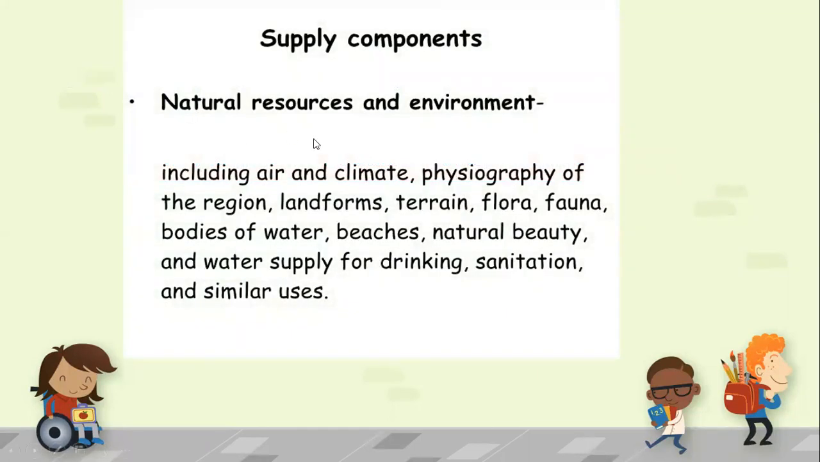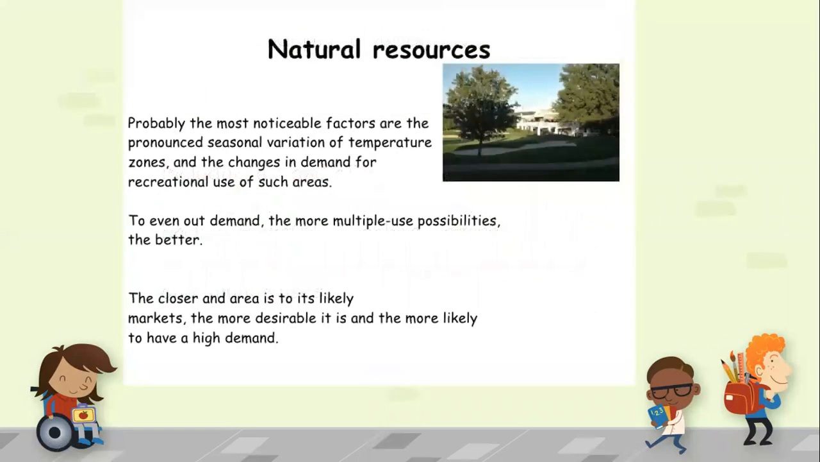Now, natural resources and environment includes air and climate, physiography of that particular region, landforms, flora, fauna, bodies of water, beaches, natural beauty, water supply for drinking, sanitation, and similar uses. So, very normally, you can remember the God-gifted natural resources that are available to any tourist spot is the first supply side of this tourism component.